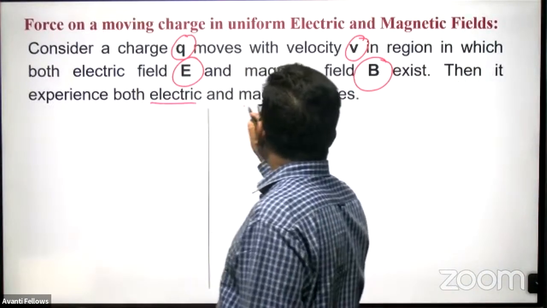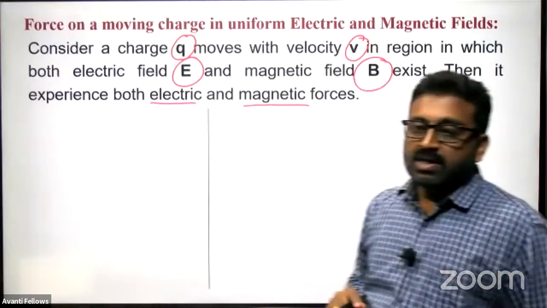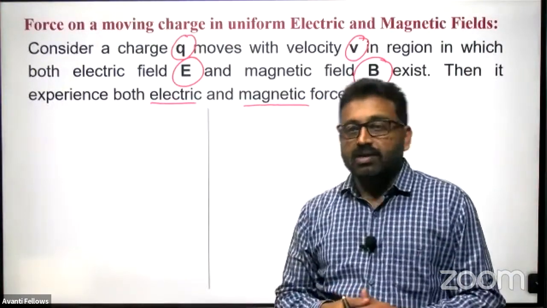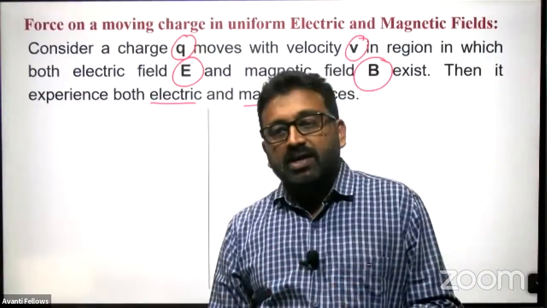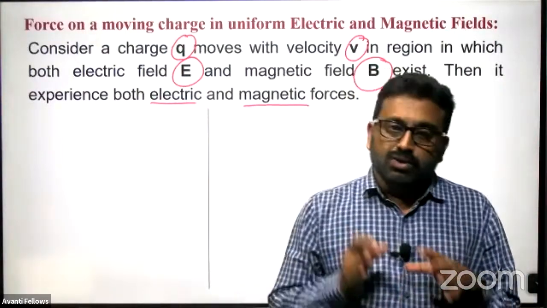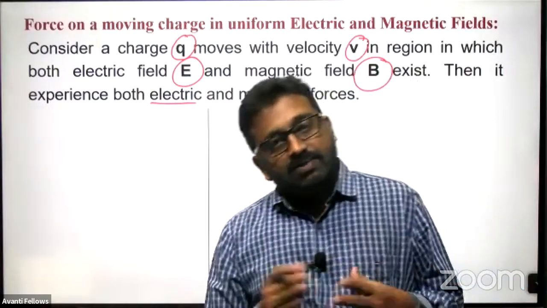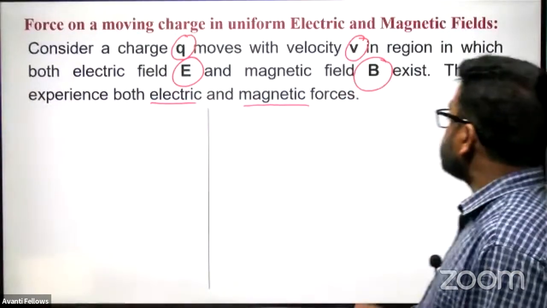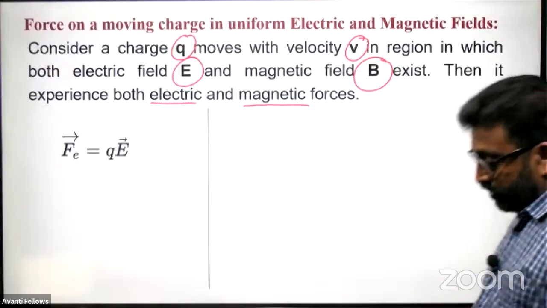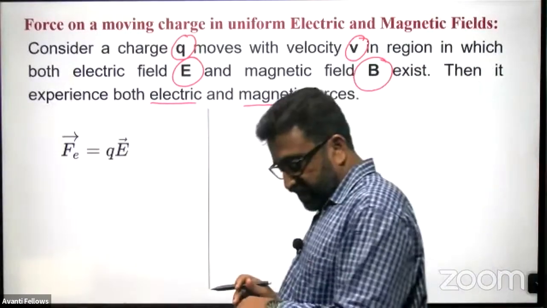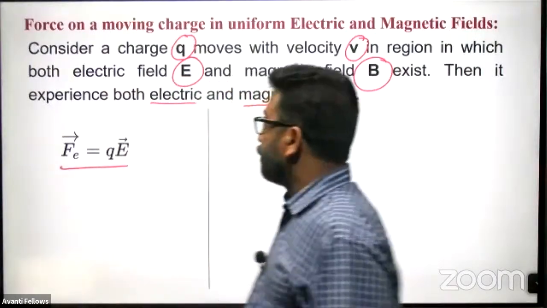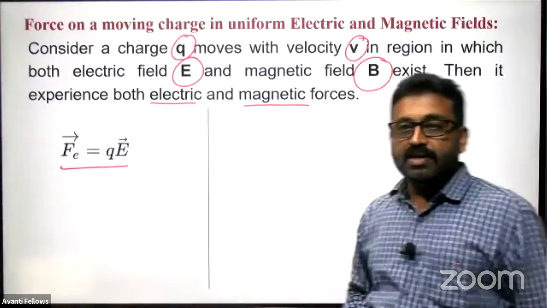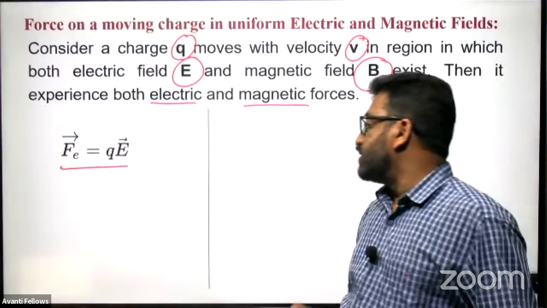If it is moving in an electric field, it will experience a force. If it is moving in a magnetic field, it will experience a force. If it is moving in both electric and magnetic fields, it will experience force due to both the electric field as well as the magnetic field. The force experienced due to the electric field is equal to QE, where Q is the charge and E is the electric field intensity.